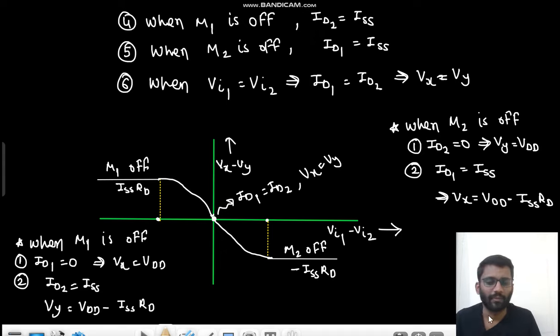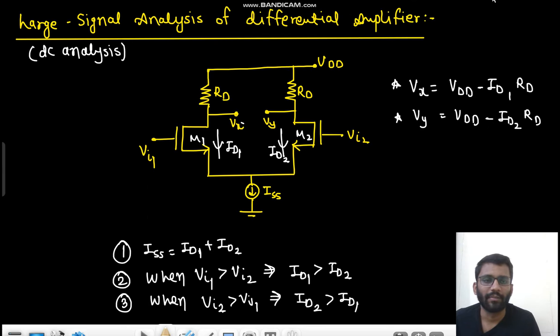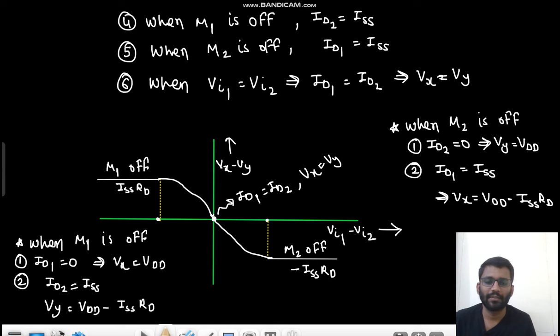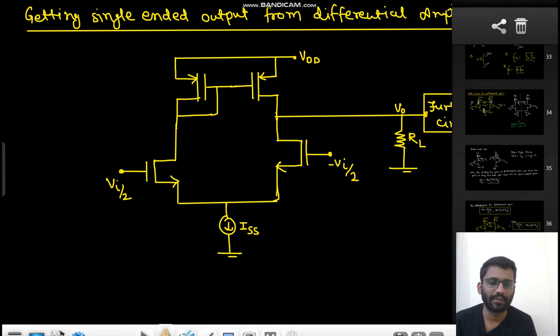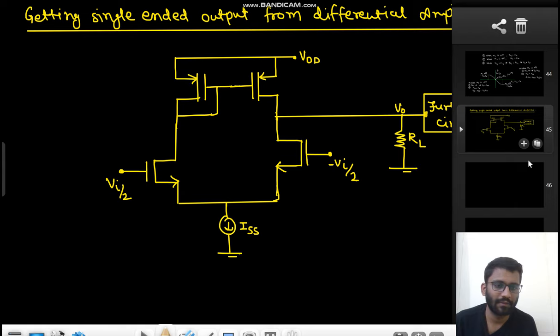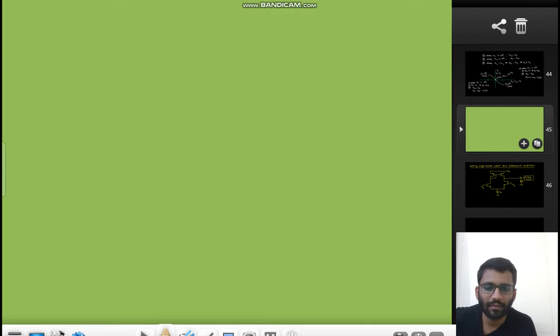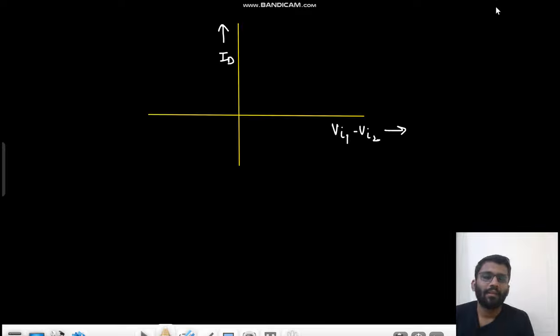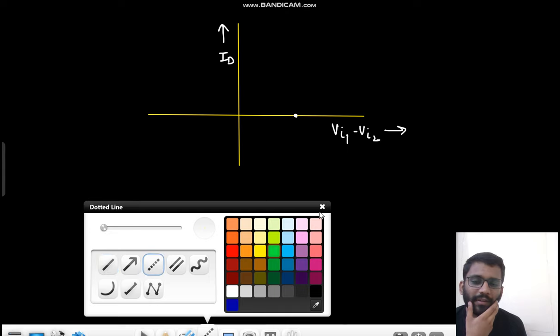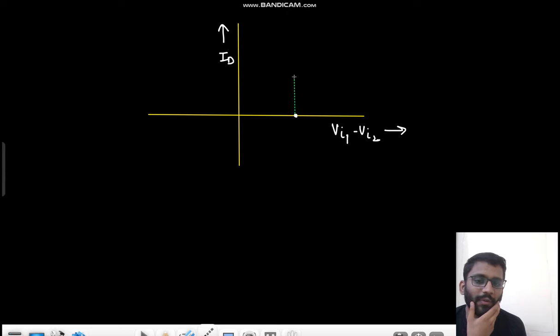Now we will draw one more curve. This curve will be ID versus VIN1 minus VIN2. If Vin is very high, there will be a point where M2 will go off. If M2 goes off, at that point ID1 will be equal to ISS.